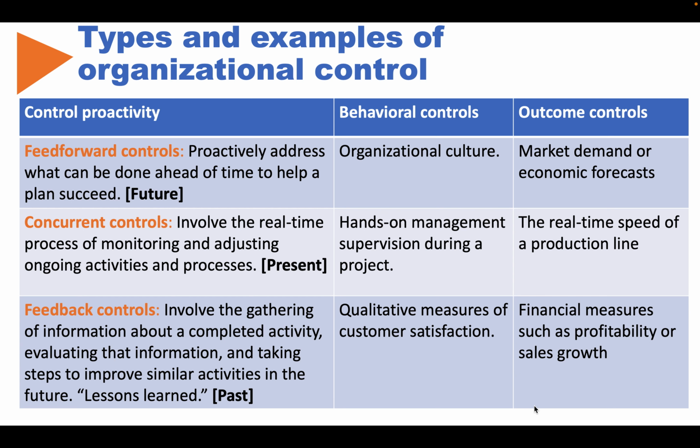Hi, welcome. We're chatting about types and examples of organizational control. So, within the strategic and operational levels of control that we talked about in the last video, there are several types of control. The first two types can be mapped across two dimensions: the level of proactivity, and whether it's a behavioral or an outcome control. Proactivity is the first one, and behavioral versus outcome is the second one.